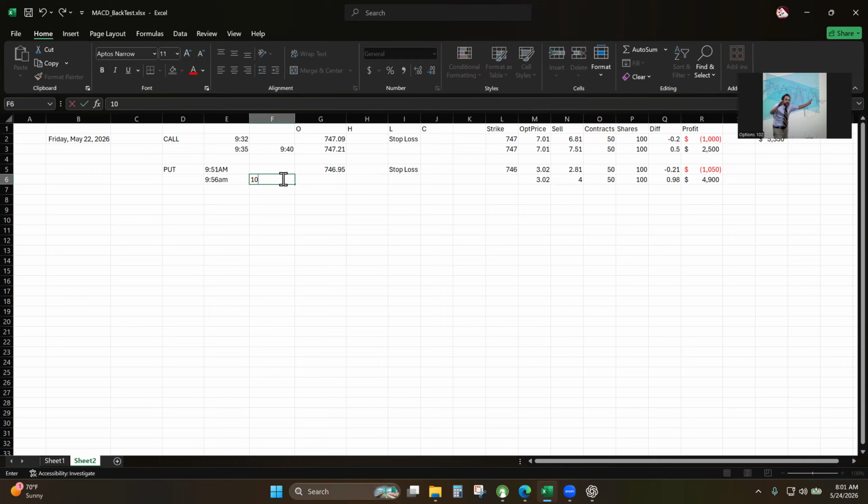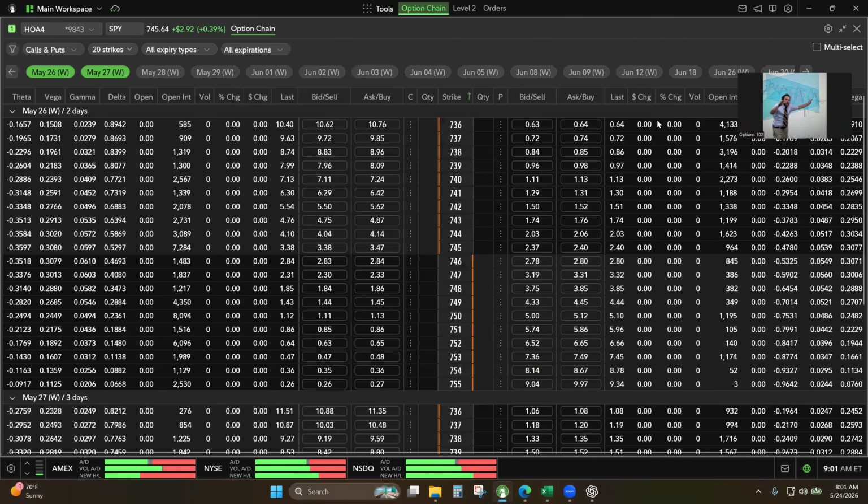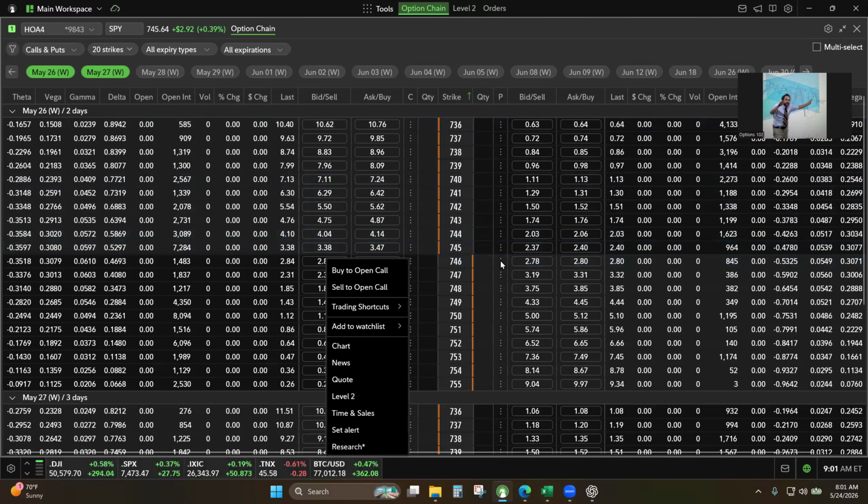This one was out just at like 10. I think it was a few minutes before. It was like 10:25 a.m. And you're done for the day. But I usually don't. I usually keep going. So I'm going to close this. I'm going to go back to the 746 chart on SPY.